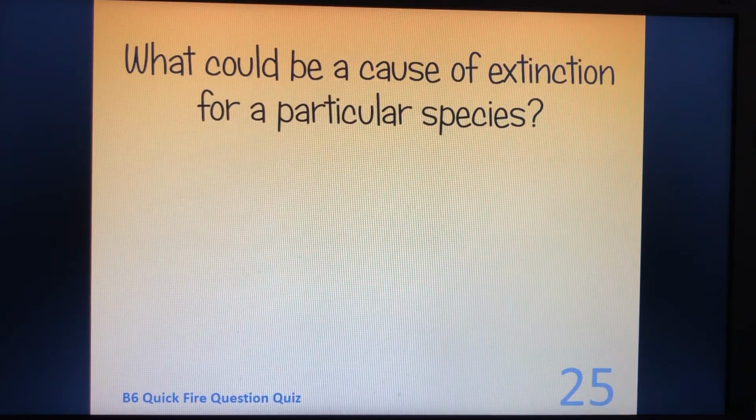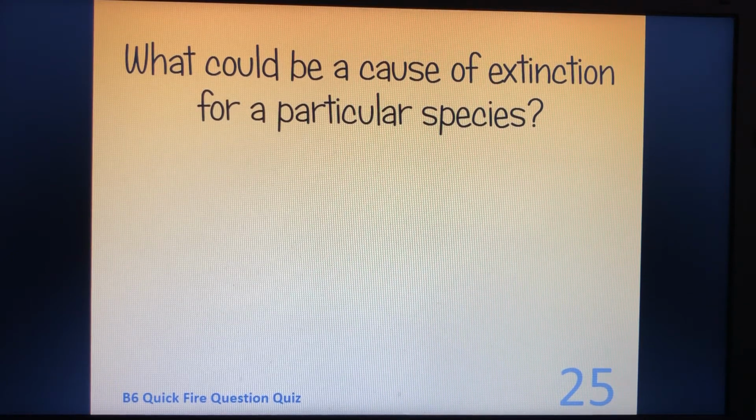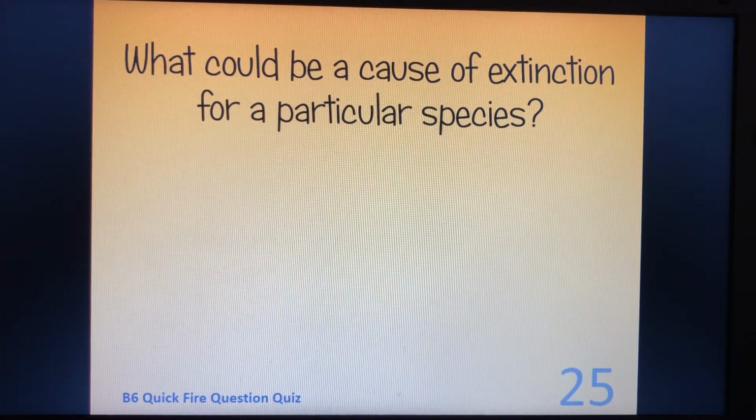Question 25. What could be the cause of extinction for a particular species? Now you can see I've left quite a big gap here. We have 6 different causes of extinction. So I'm going to give you a second just to work your way through those. So what could cause a species to become extinct?